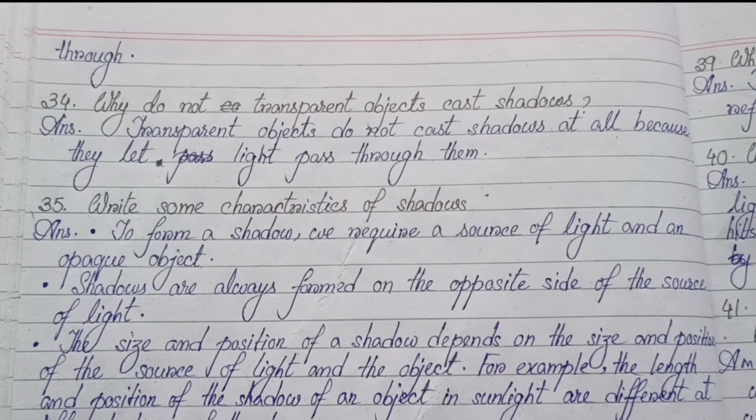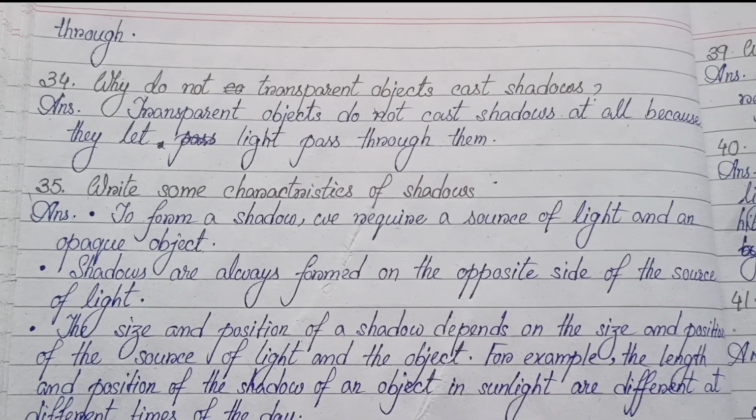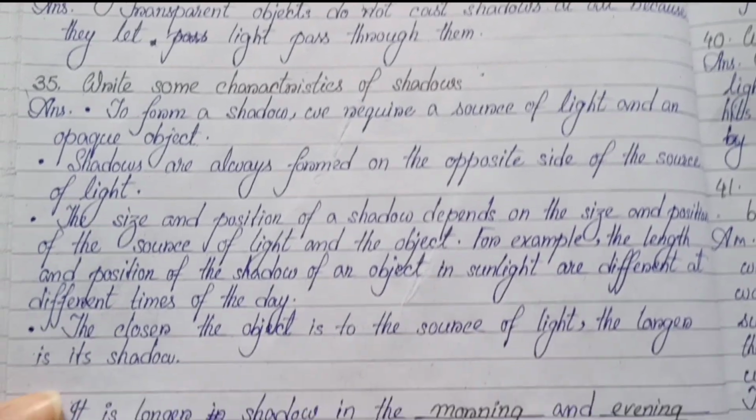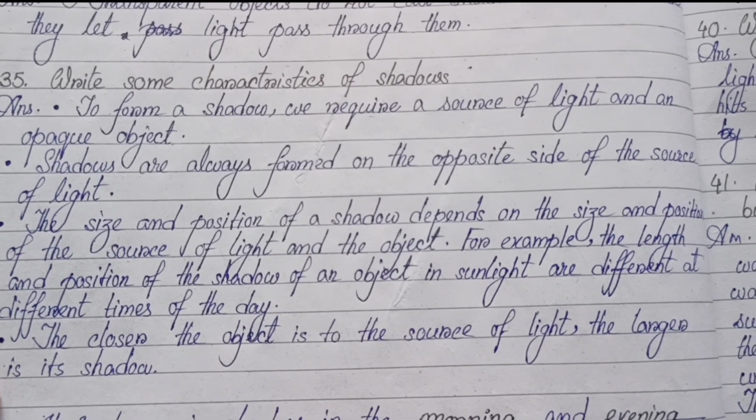Number 34. Why do transparent objects not cast shadows? Transparent objects do not cast shadows at all because they let light pass through them. Number 35. Write some characteristics of shadow.